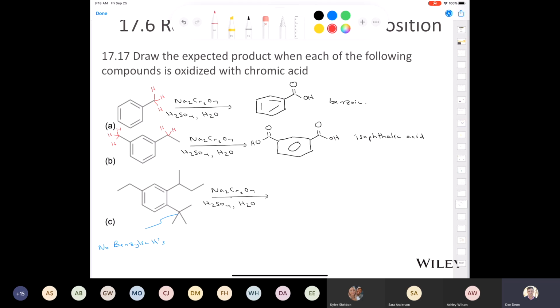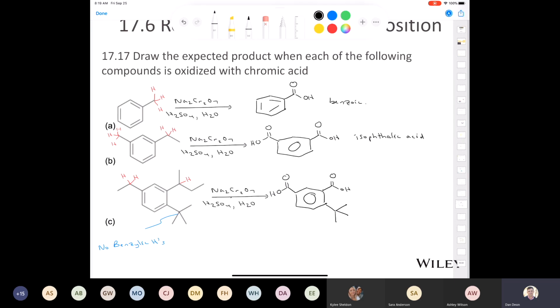However, we will get oxidation at the other ones, right? Because we have 2 hydrogens here, and on this sec-butyl group, there's a hydrogen right there. And so we can draw our final product. We're going to have our aromatic ring like this. We're going to have 1 carboxyl group over here, and another carboxyl group meta to it like that. And then we have our tert-butyl group right here. Kind of cool, huh? Some neat reactions there.